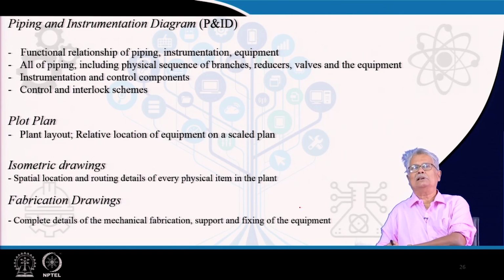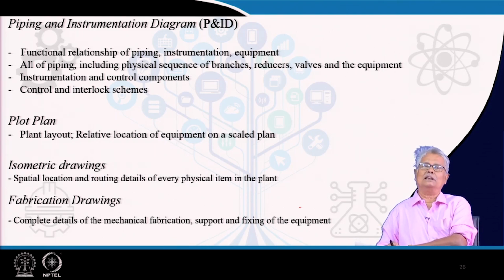Naturally, if you are to build a plant, you require a plot. So, the plot plan shows the plant layout, which definitely will include and very clearly show the relative location of the equipment in a scaled plan. For example, if you have a particular wind direction, a furnace usually is located downwind so that any heat from the furnace does not affect your plant, or it is conducted away without affecting your plant, in a safe location.